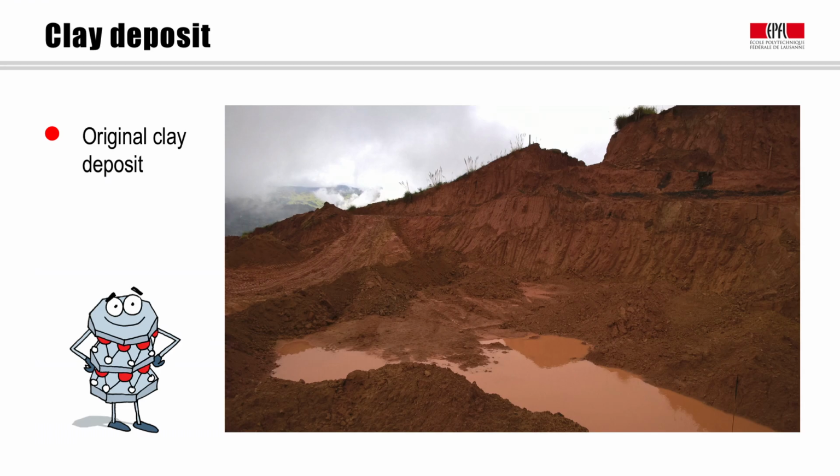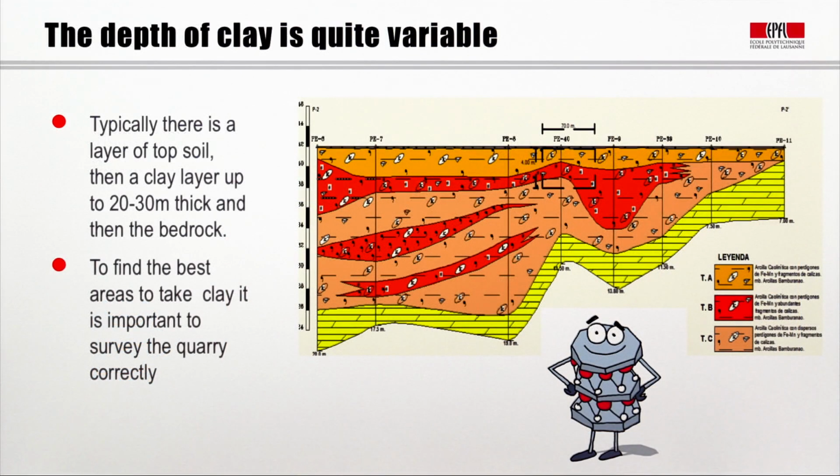On the other hand, if you have a new quarry, it may look like this, and there's all kinds of various material in it. Typically, after you've made the survey, you will see that there's a layer of topsoil on the top here. Then there's a very variable thickness of clay. Typically, this will be 20 to 30 meters thick, and then underneath we have the bedrock. Because of this variable depth and variable mineralogy, it's very important to go to the quarry and make a correct survey in the correct manner.